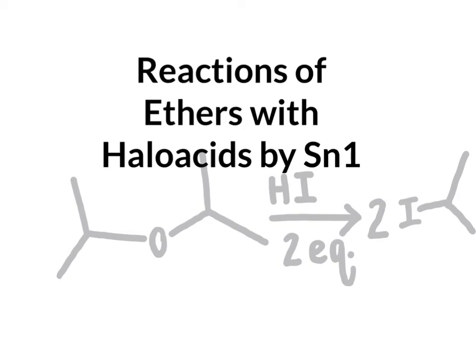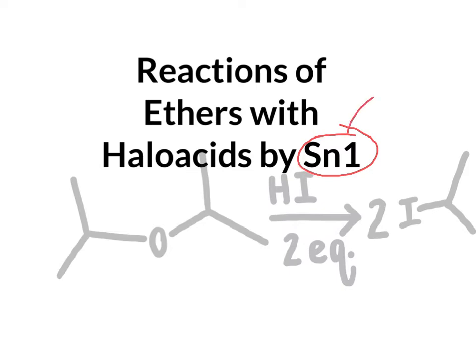In the last video, we looked at reacting ethers with haloacids, and in those reactions, we were using an Sn2 mechanism because we were dealing with situations where the carbon-oxygen bond of the ether was not sterically hindered. In other words, the carbon-oxygen bond was at a primary carbon. Now what we're going to look at instead are situations where the carbon that's bonded to the oxygen is in a more sterically hindered environment, which forces the reaction to undergo an Sn1 mechanism rather than an Sn2 mechanism.